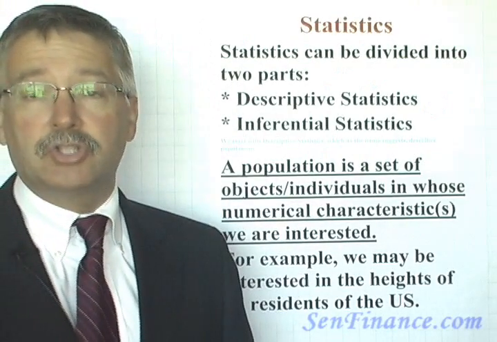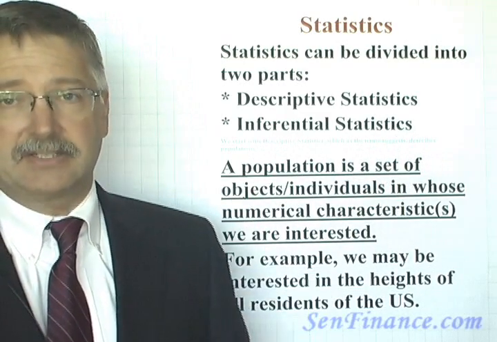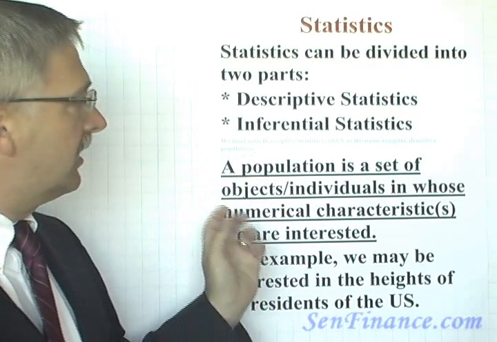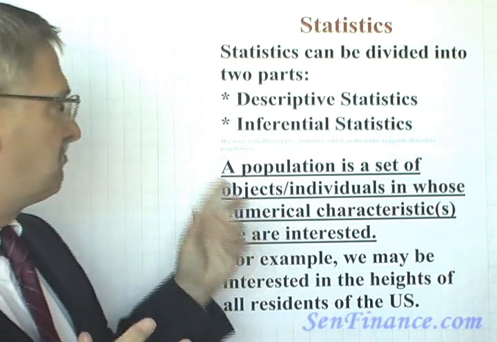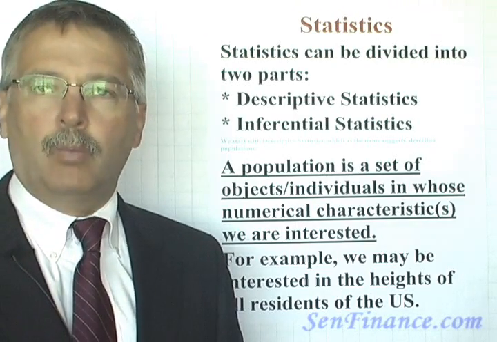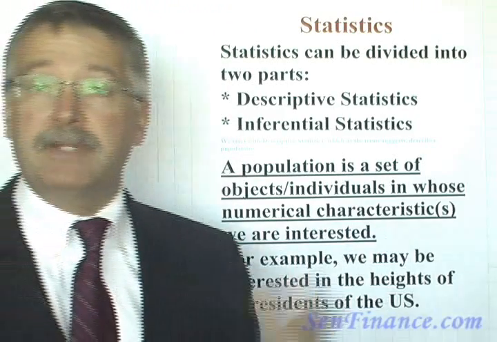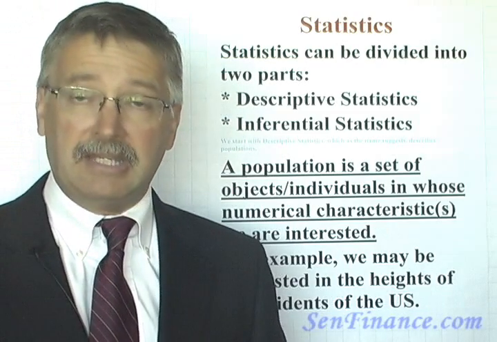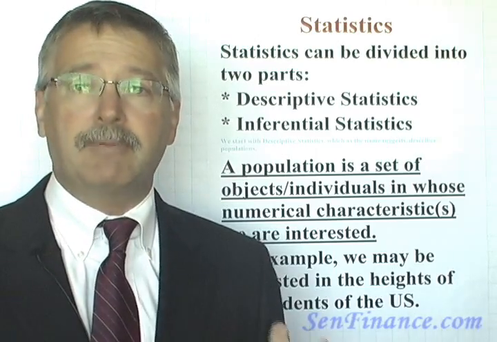Statistics can be divided into two segments: descriptive statistics and inferential statistics. We're going to begin with descriptive statistics, and as the name infers, descriptive statistics describe a whole population of objects, individuals, or other things that we want to understand some numerical characteristics. For example, we might be interested in characteristics of the population of the entire United States, or the number of pages in the U.S. Library of Congress, or some other thing that we might be interested in describing numerically.